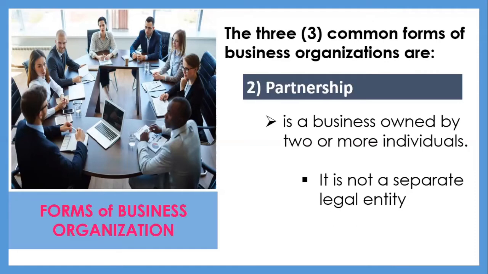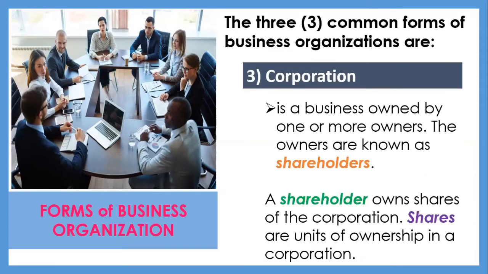If we say partnership, this is a business owned by two or more individuals. And one of its characteristics is that it is not a separate legal entity. Now, like the proprietorship, it is not a separate legal entity, and its owners are typically subject to unlimited liability. And finally, the last form of business organization would be corporation.